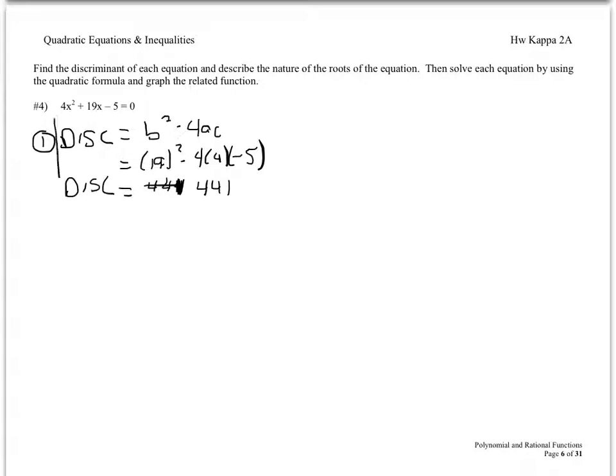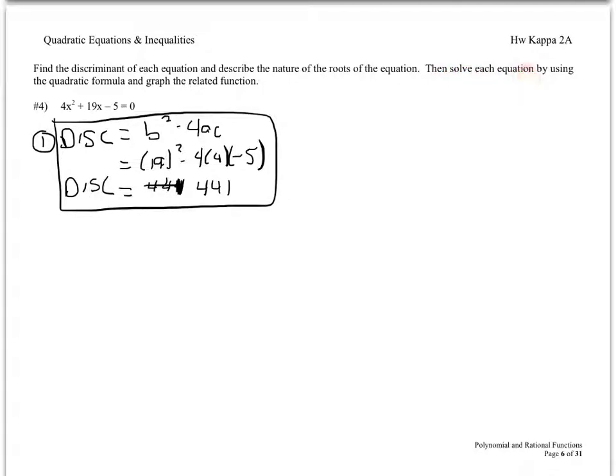So part 1 is done. What's the discriminant? It's 441. Part 2, describe the nature of the roots of the equation. Well, since this is a positive discriminant, the nature is there's two different real roots. So we're going to get two answers for this, and they're going to be real numbers. That's what that means.